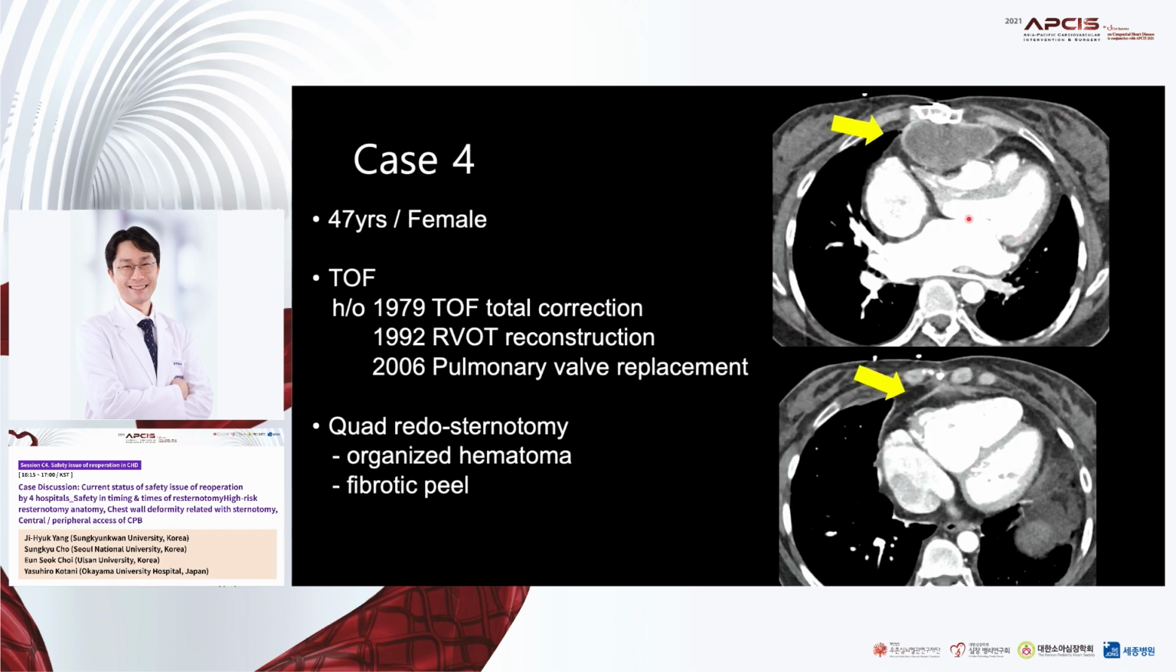Next case is a 47-year-old female with TOF who has previously had 3 sternotomies. CT before this quad redo sternotomy showed a retrosternal abnormal region with compressed ventricle. It was an organized hematoma and a very thick fibrous membrane was formed around it.